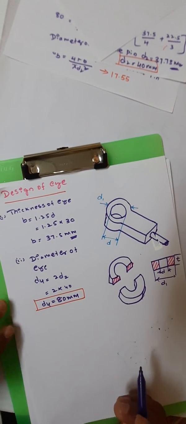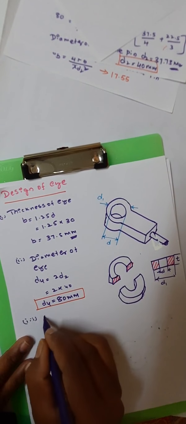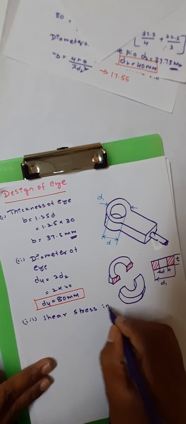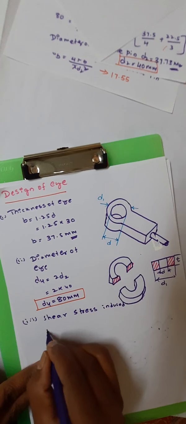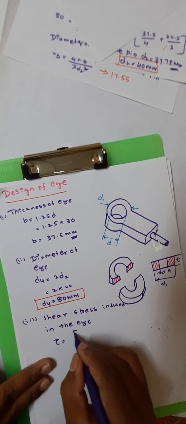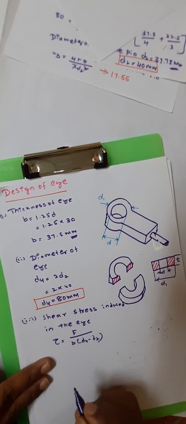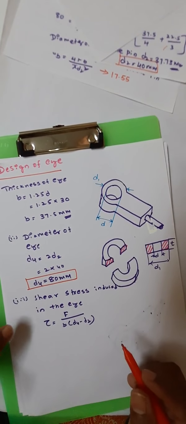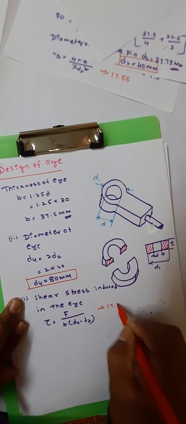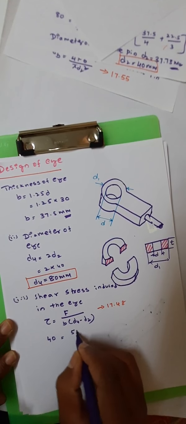Okay, next we need to cross check the shear stress induced in the I, that is tau is equal to F divided by B into (d4 minus d2). This equation is available in the design data handbook, equation number 17.48.